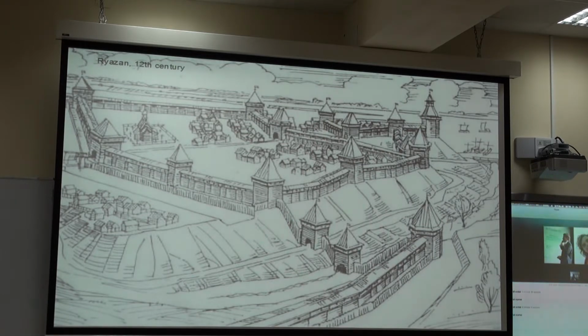Yeah. So the same thing had happened in Russian cities. Actually, before there were cities and protections, the people settled around.